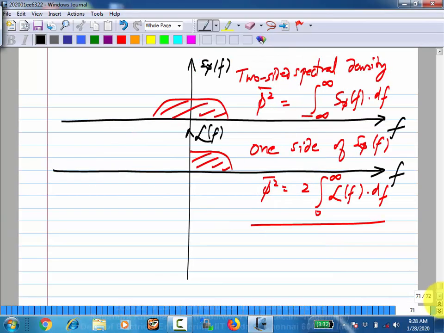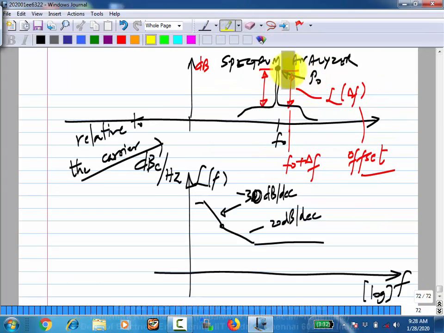For instance, you are given a picture like this. You are told that the relative value is something, and from that you can calculate the phase spectral density and the phase jitter and so on. And also the other way around. Is this okay?